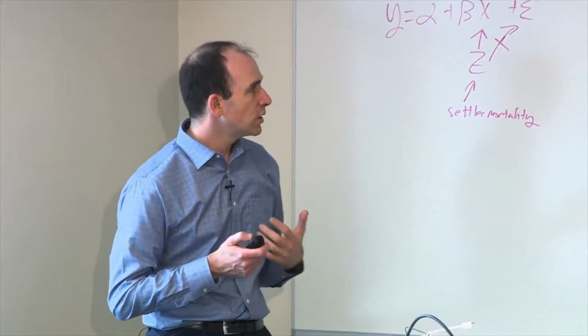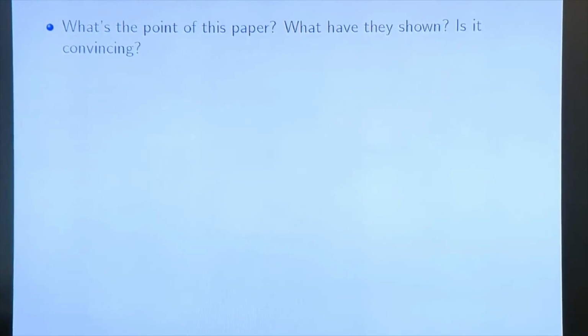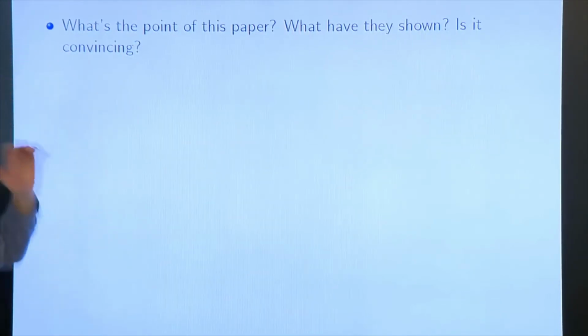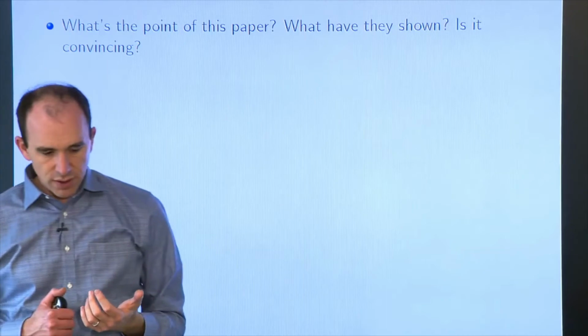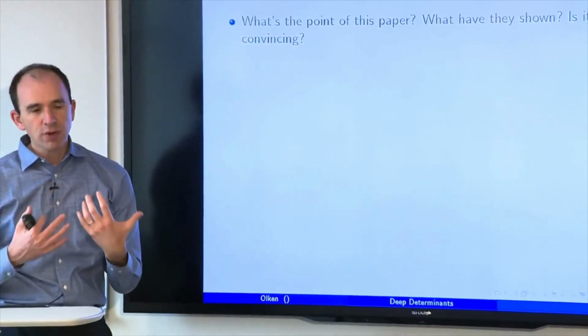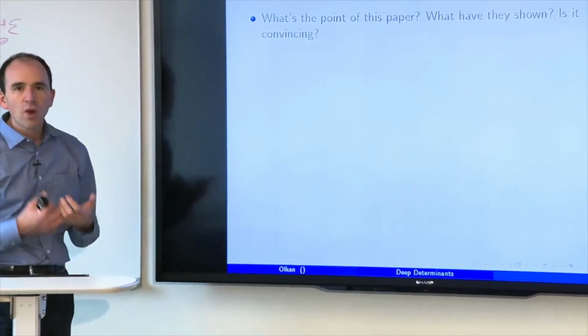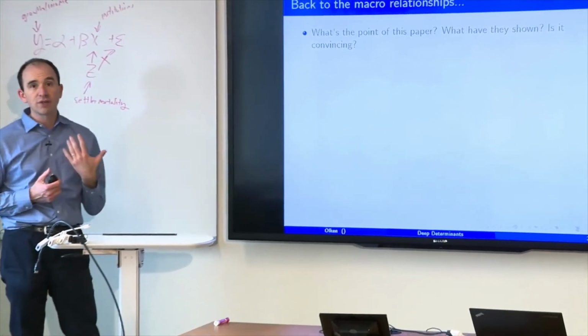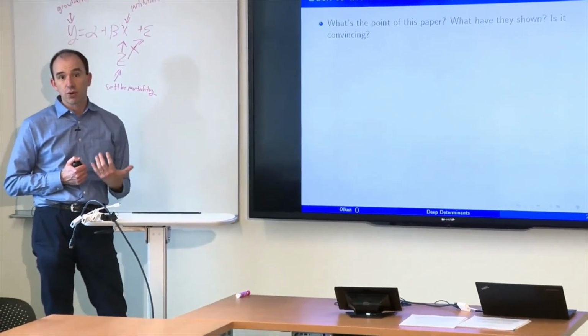Okay, so just to sum up, what's the bottom line of this paper? What's the key idea? The bottom line of this paper is there's an important question about whether good institutions, having good protection of property rights and things of that nature, actually have a causal effect on leading countries to be richer or poorer.